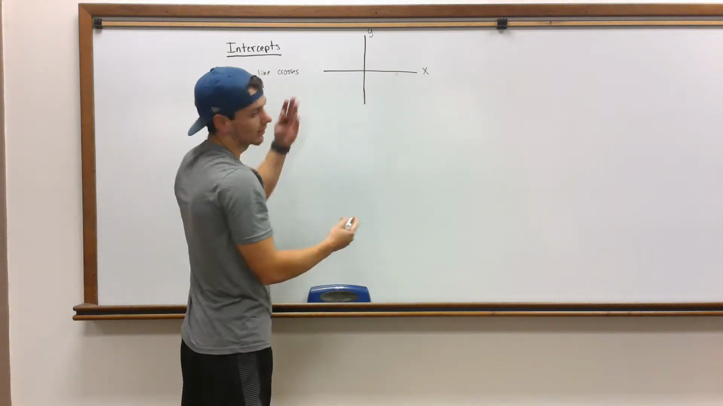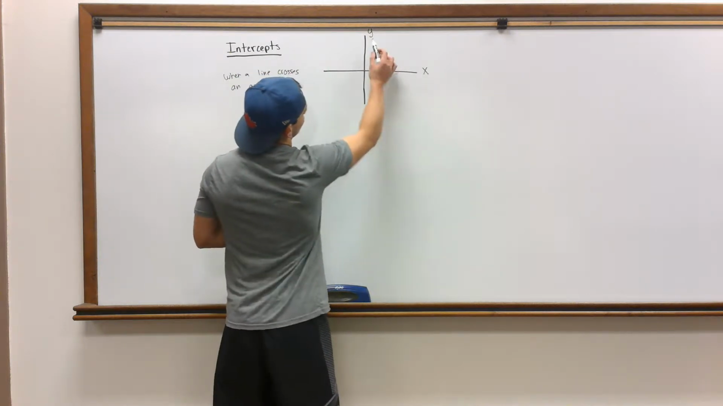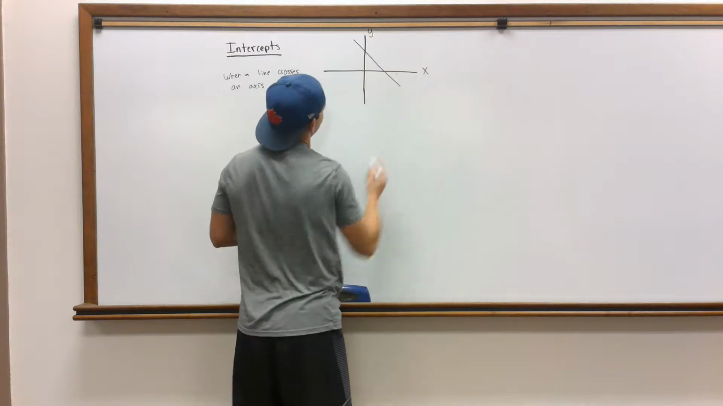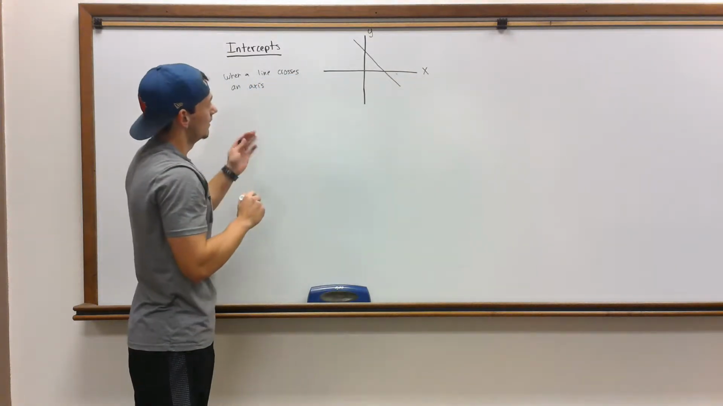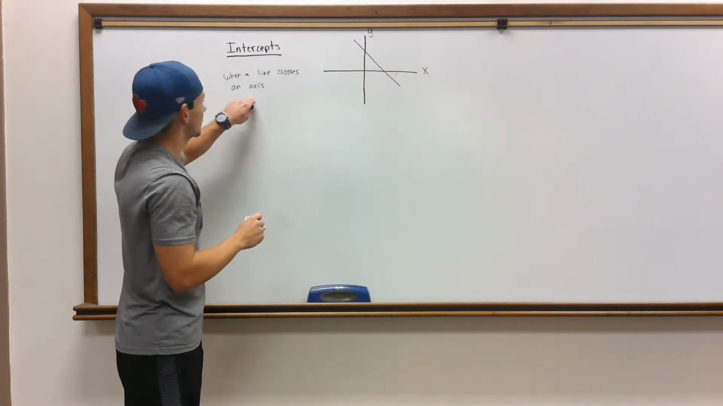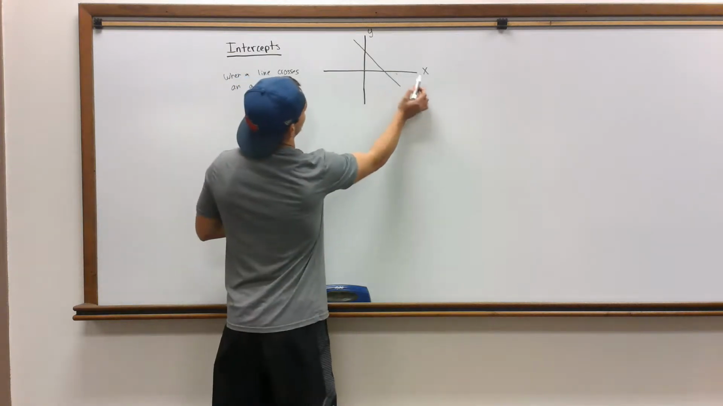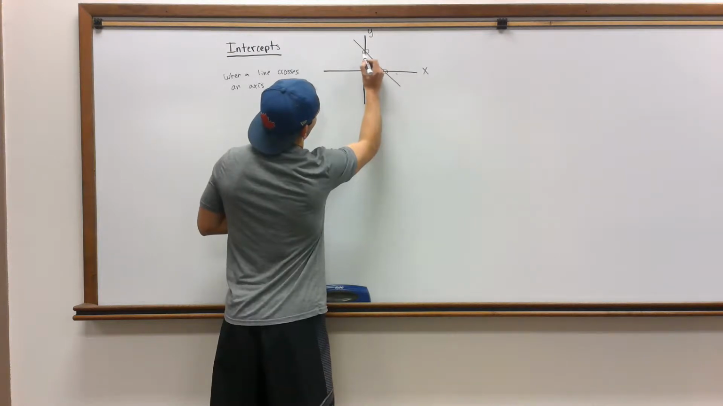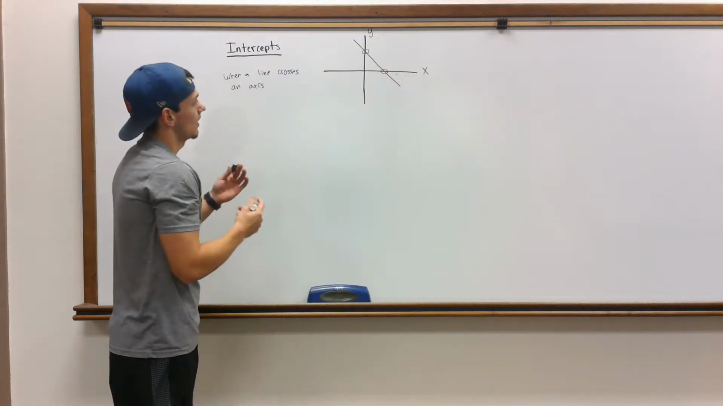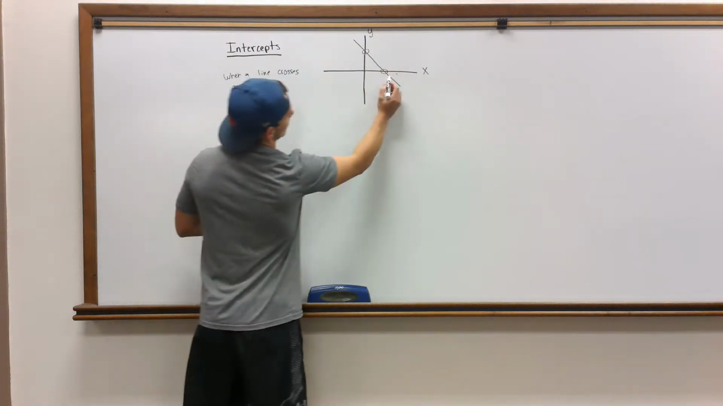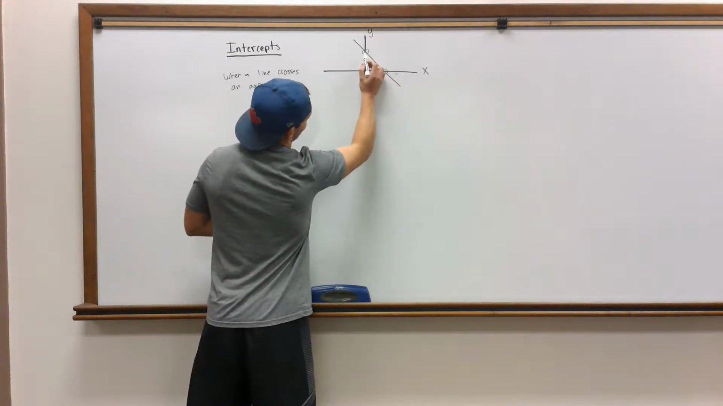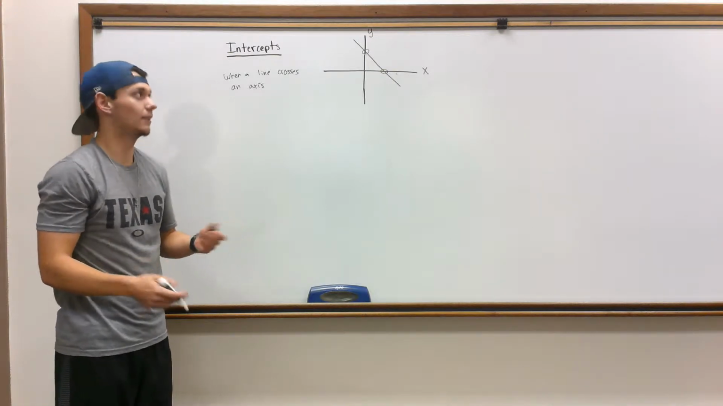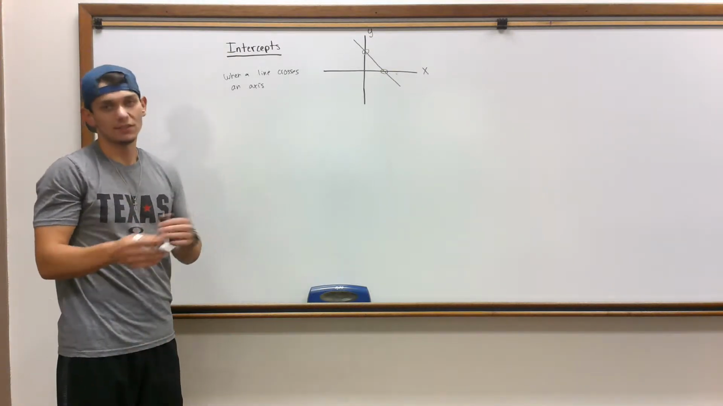We have just a regular graph here. Here's our x-axis, here's our y-axis. Let's draw an example. An intercept, as we stated earlier, is when the line crosses the axis. This is where the line crosses one axis, and this is where the line crosses the other. So this is the x-intercept, and this is the y-intercept. To reiterate, there are only intercepts when the line crosses an axis.